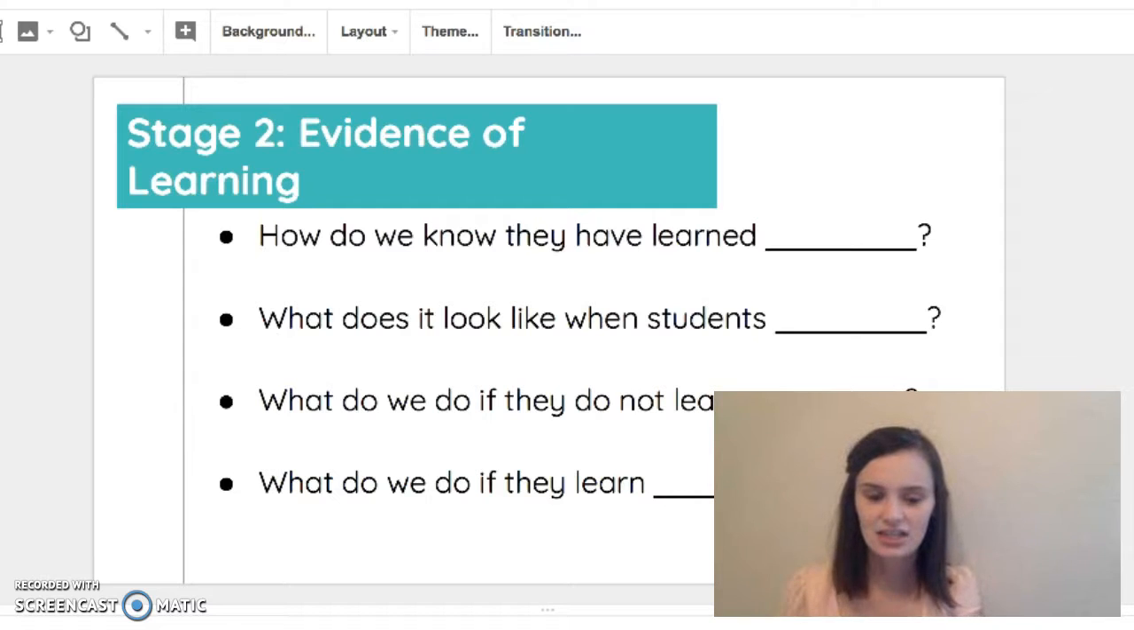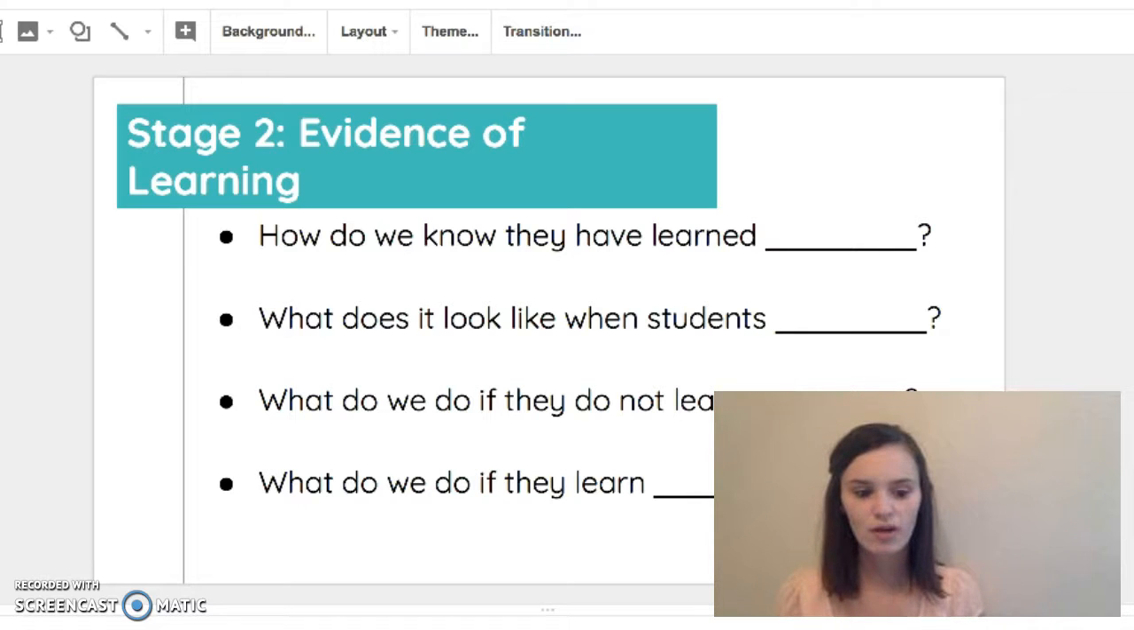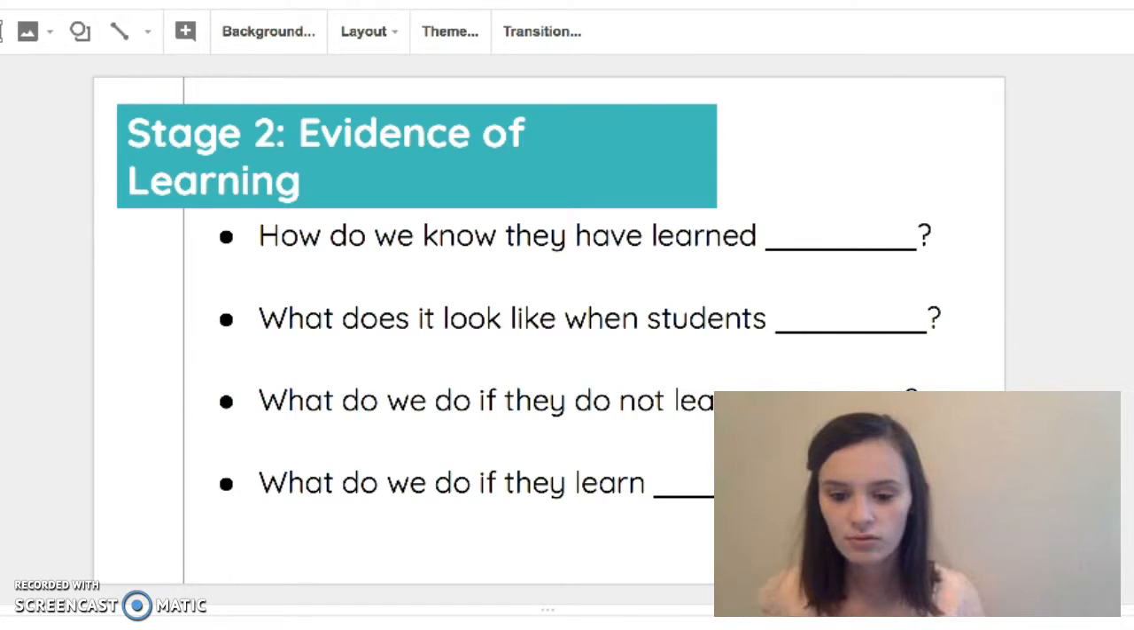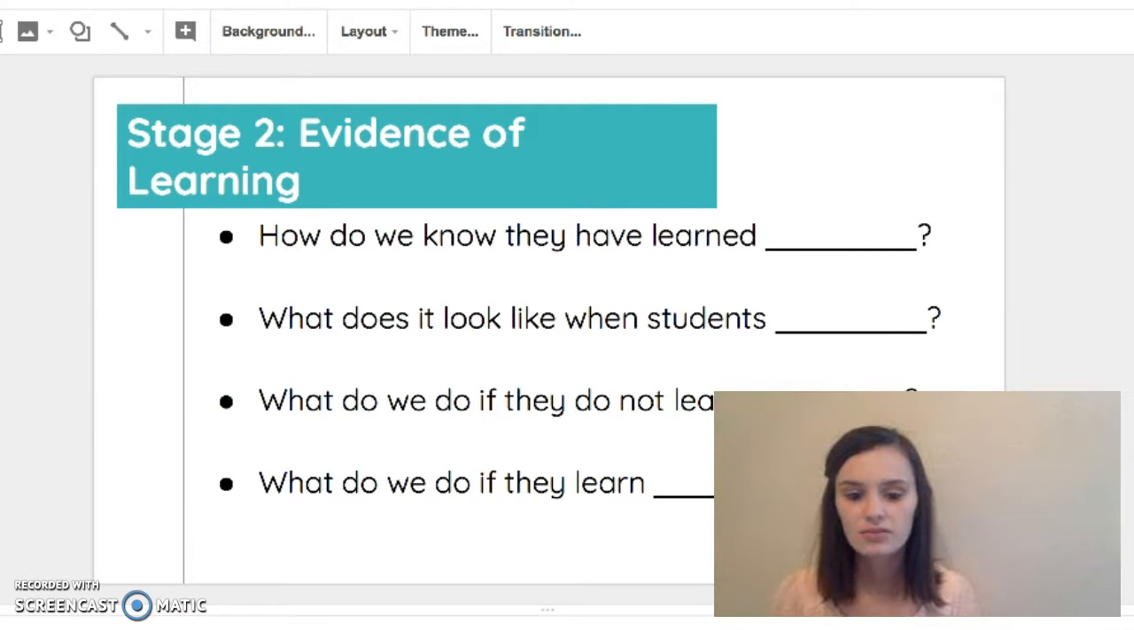The next stage in effective planning is evidence of learning. So this is your assessment piece. These are some question stems that you can ask yourself. How do we know that they have learned to count money? What does it look like when the students have learned? What do we do if they do not learn? So how are you going to change it if you assess them and they didn't know? How are you going to be flexible in order to teach those students that maybe got lost along the way?